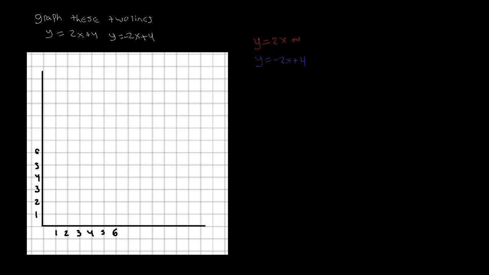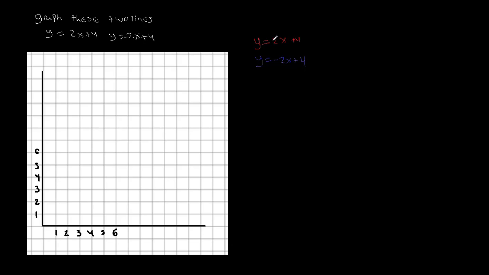And so what I've done is I've got two lines, and you'll see that they're very similar. We have y equals 2x plus 4, and then we have y equals negative 2x plus 4. And we're going to try to graph both of these. So I want to start with the top line up here, y equals 2x plus 4. All you need to graph a line is the slope, which we have, and 1 point.